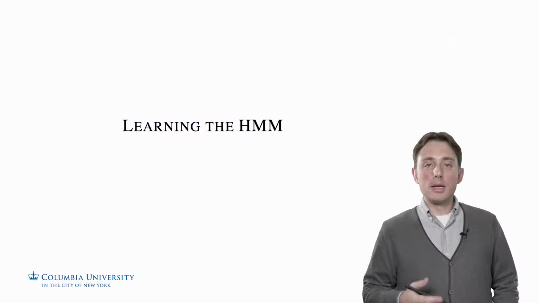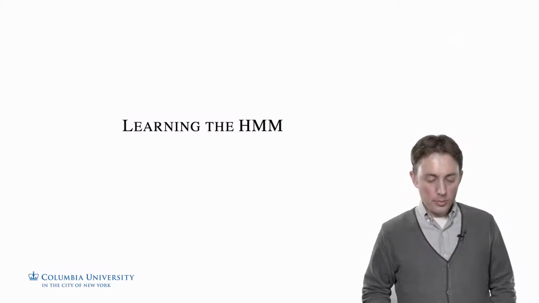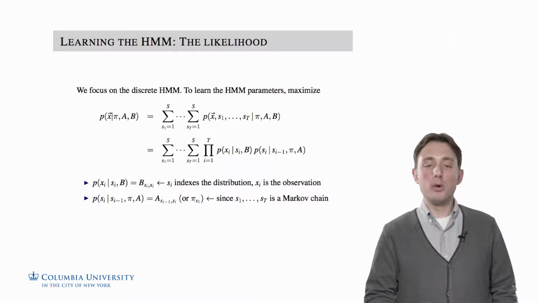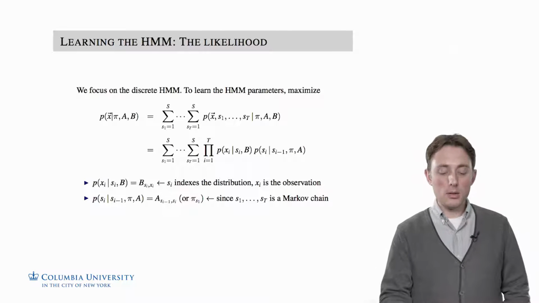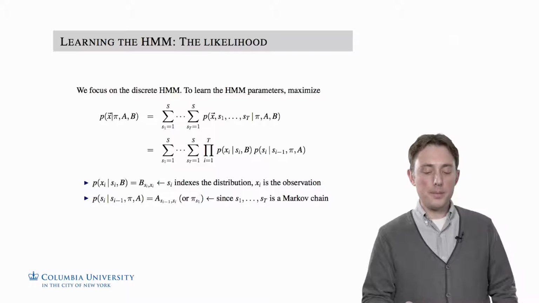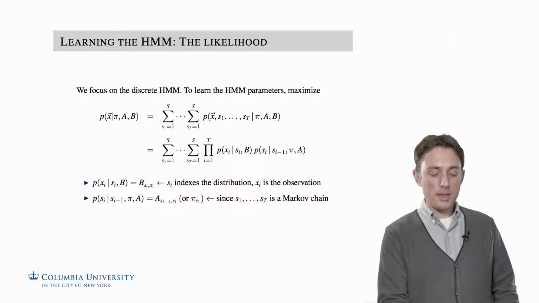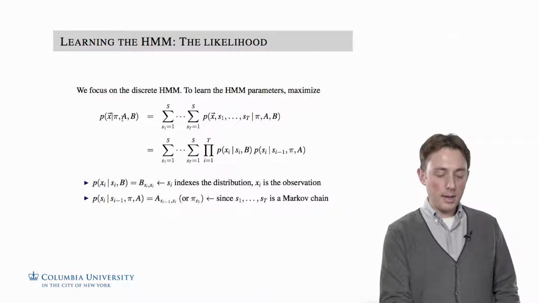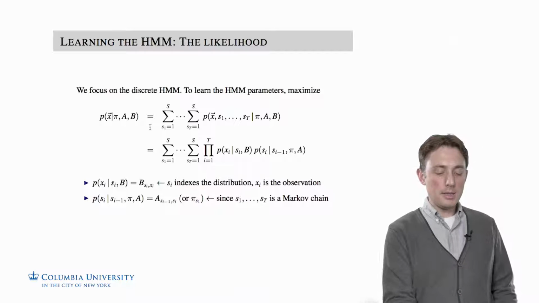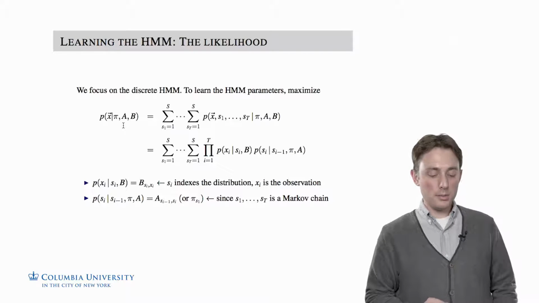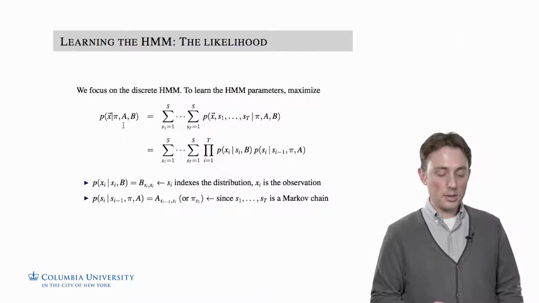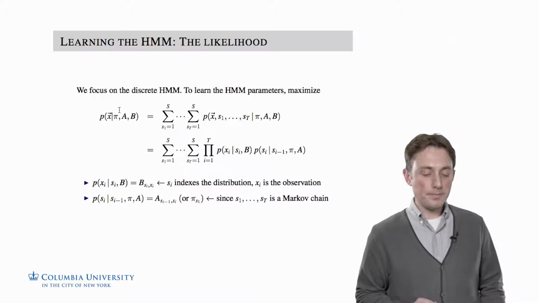Let's look now at learning an HMM. So we're going to again focus on the discrete HMM, and for this lecture we're concerned with the maximum likelihood solution. So we want to find the parameters of the HMM pi, A, and B that maximize this likelihood of the observed data sequence given those parameters.